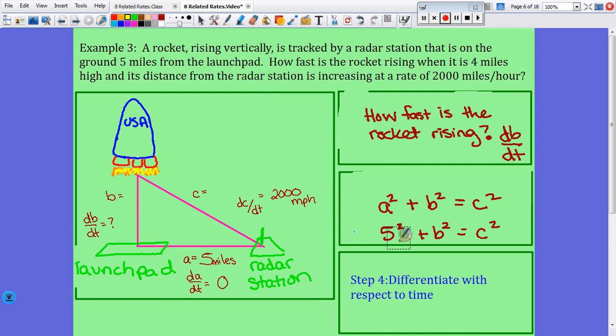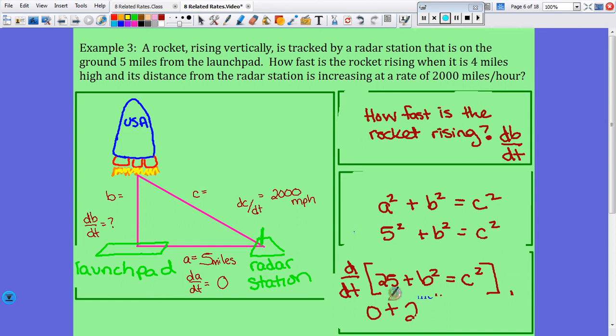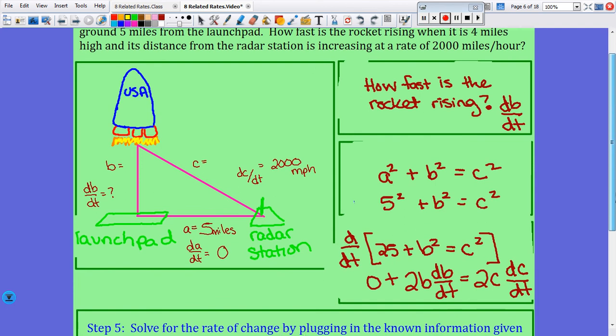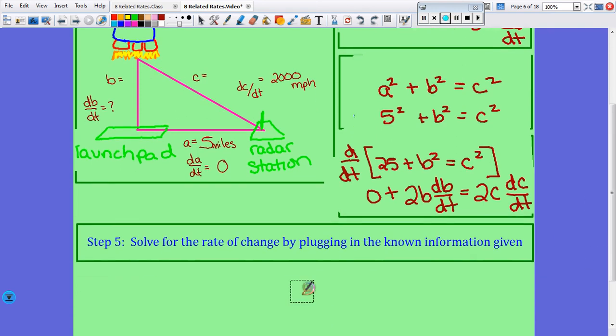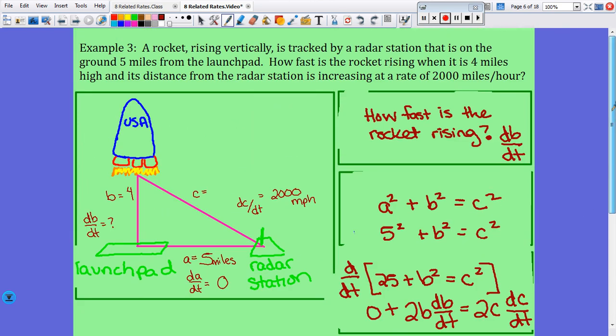So the derivative of 5 squared, or 25, is just going to be 0. And then we've got the derivative of b squared is 2b dB dt. Again, the derivative is with respect to time. And the derivative of c squared is 2c dC dt. Okay. So step 5, we want to solve for the rate of change by plugging in the known information given. So we've got our derivative 0 plus 2, b is 4. Oh, didn't write that above, but we definitely have b equal to 4 because the rocket is 4 miles high.